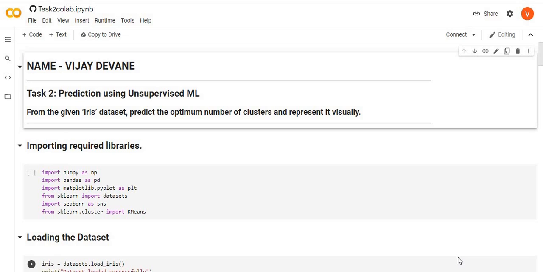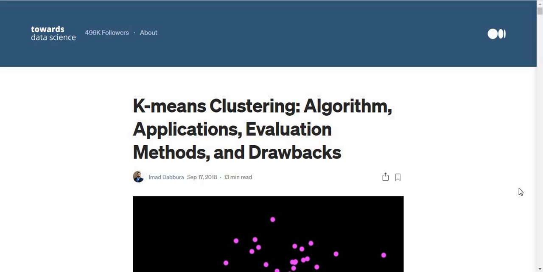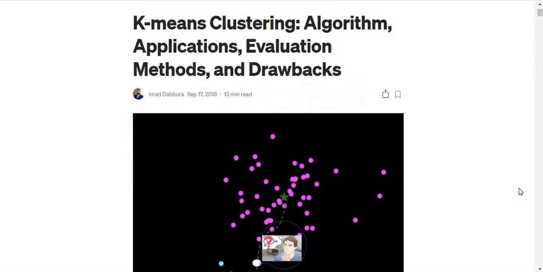This is the second task of the Spark Foundation GRIP November 20. This task is based on unsupervised machine learning algorithm. In this, we have to make clusters of iris dataset using k-means clustering algorithm. Before we dive into code, let's understand what is meant by k-means clustering algorithm.